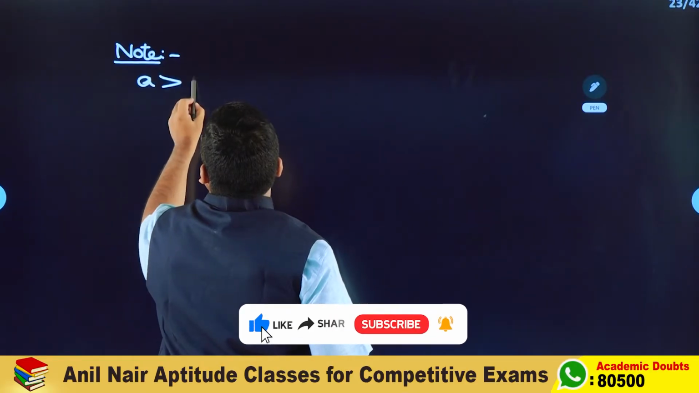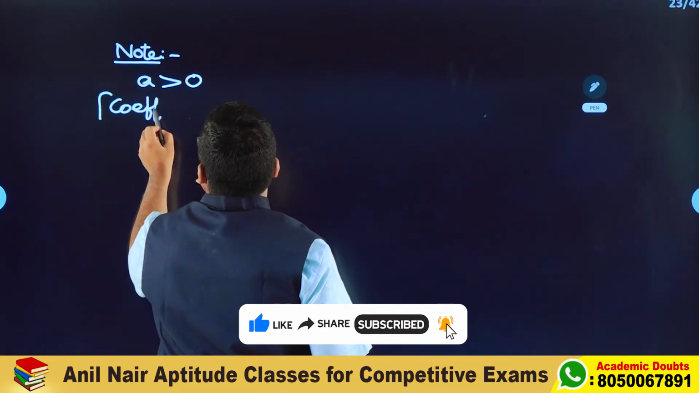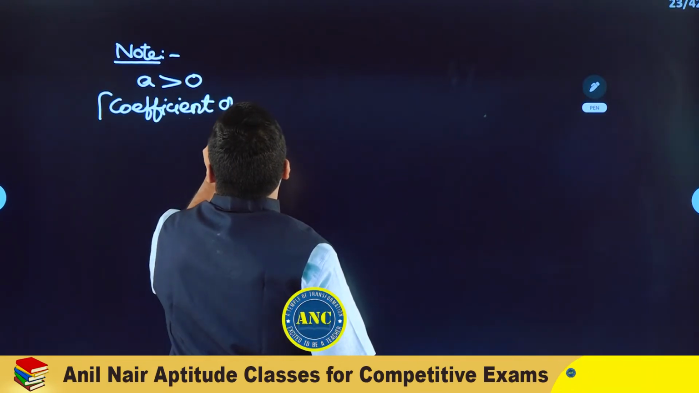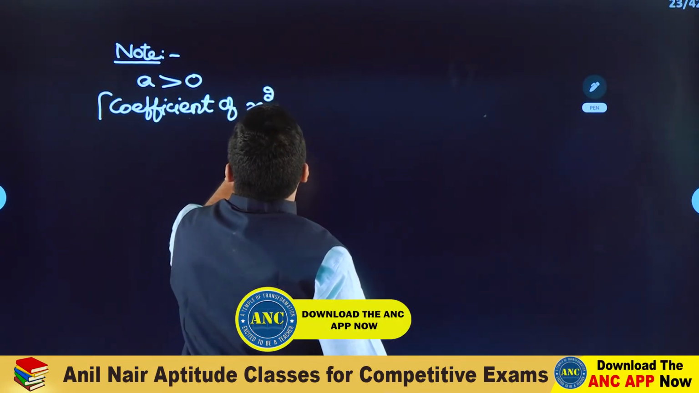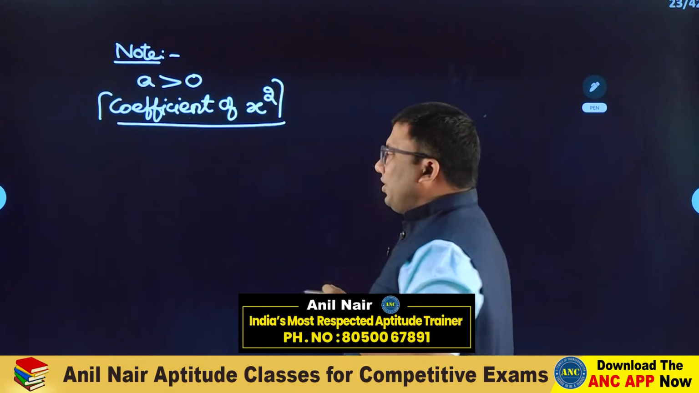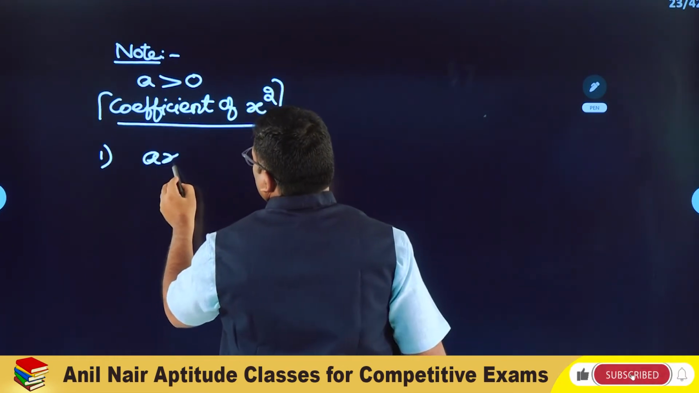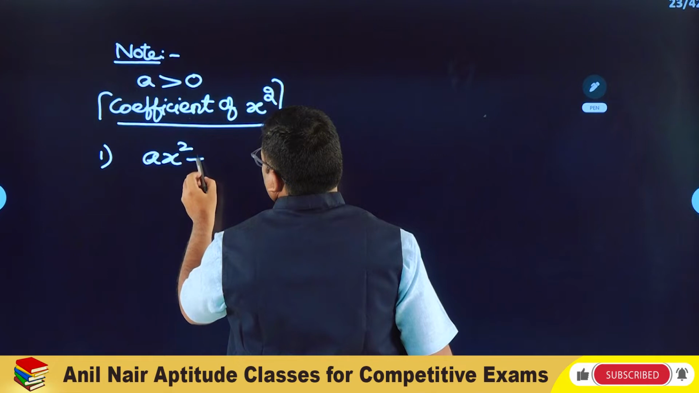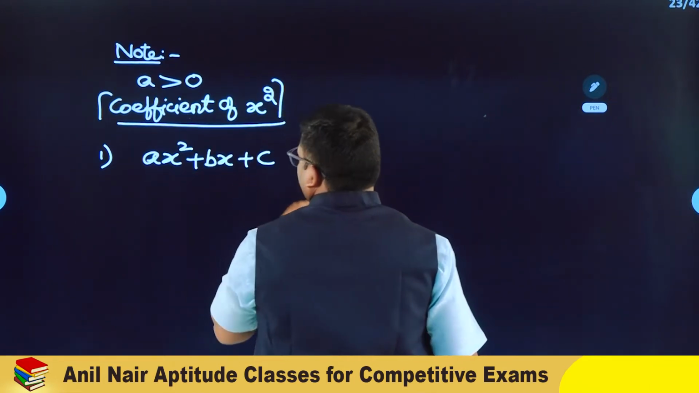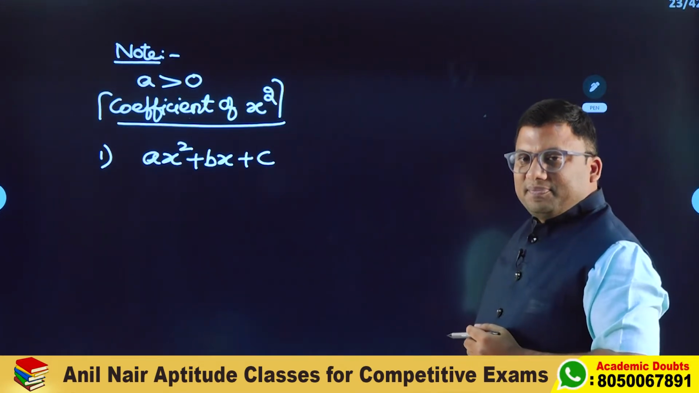A is greater than 0. What is A? Coefficient of x square. Very, very important, sir. First condition, a quadratic equation is of the form ax square plus bx plus c.